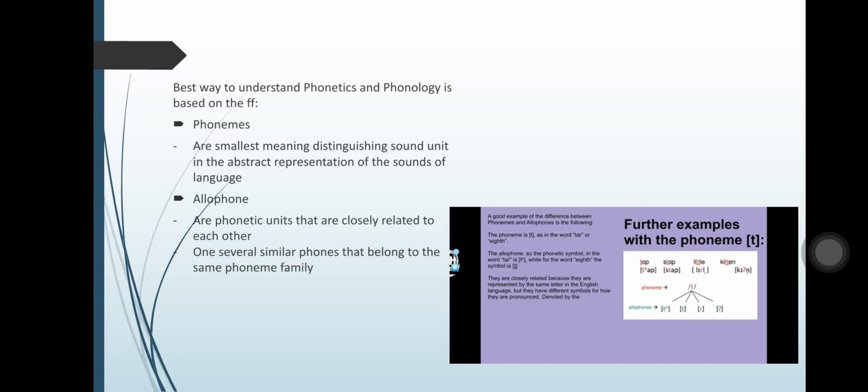And in the word kitten, in American English, it is pronounced as kitten. So it is a silent T. The allophone in the word kitten is the silent T, or the question mark.